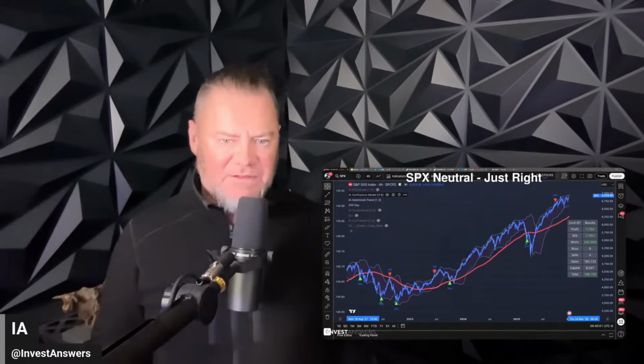Okay, and that's why it's dangerous to play with an index, because you have a whole bucket of garbage with a couple of select names, and the 7 stocks, maybe 10 stocks, carry the whole 500 stocks. The other 493, useless. So be careful trading indexes.